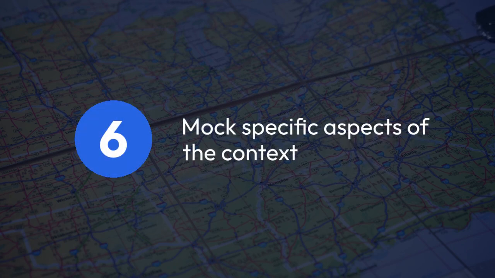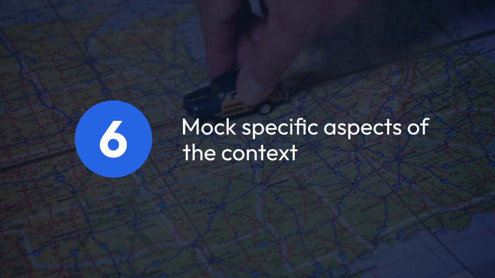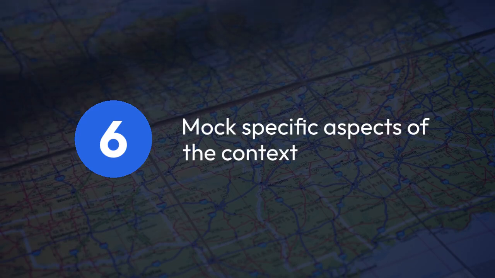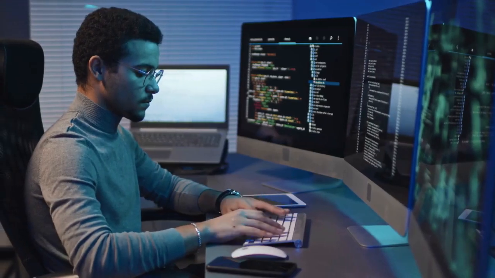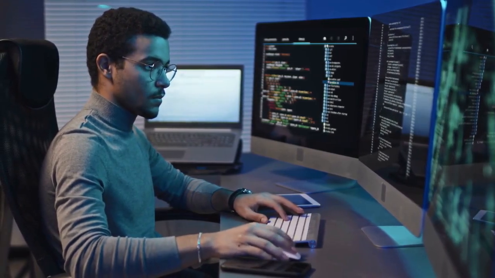6. Another approach to context mocking, beneficial for more complex contexts, is to only mock specific aspects of the context, such as a particular function that is stored within the context. This provides more granular control, letting us isolate and test individual context functionalities.